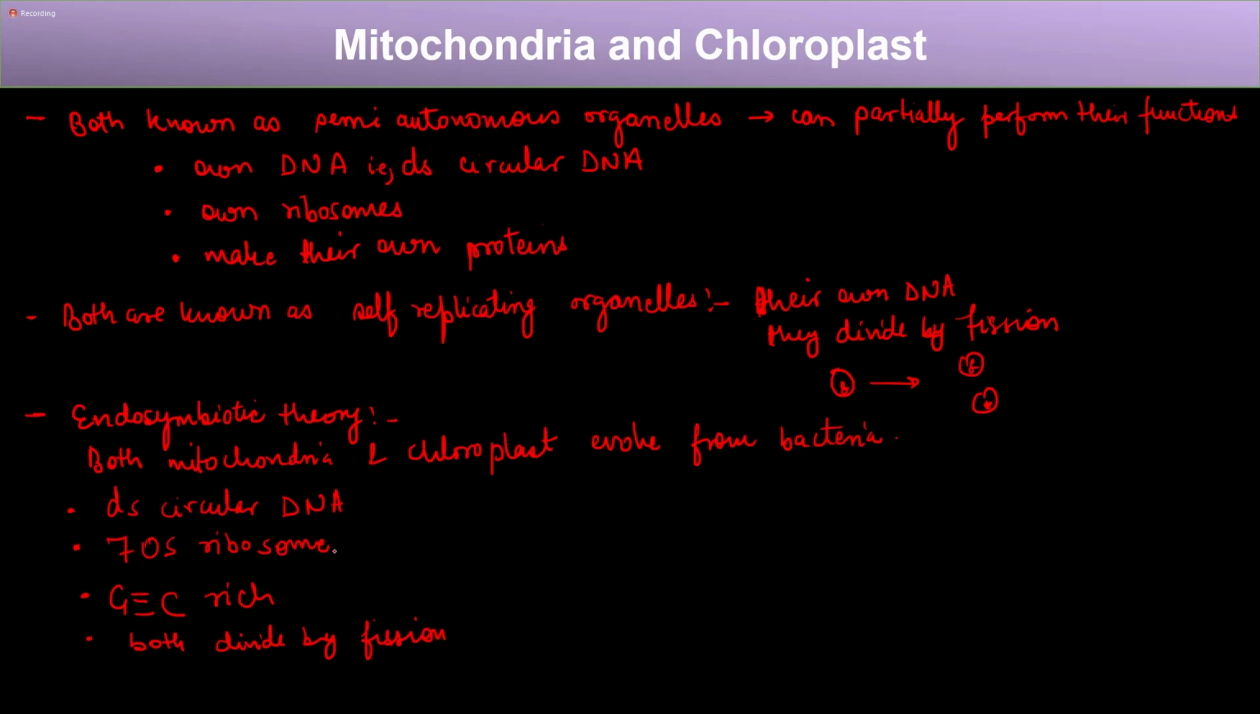Okay. So this is what we saw: the similarities between mitochondria and chloroplast. Now the next thing that we will study is ribosomes. So what are ribosomes?